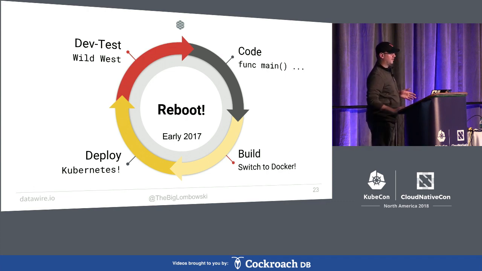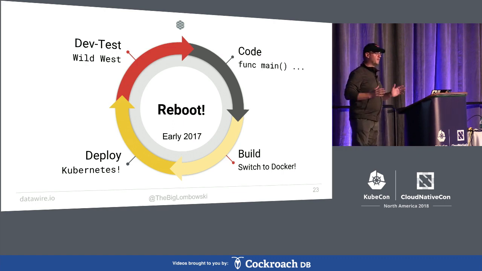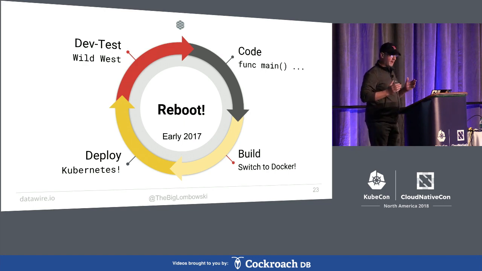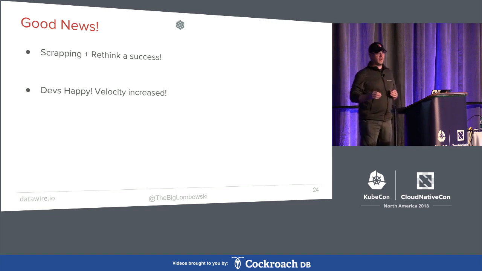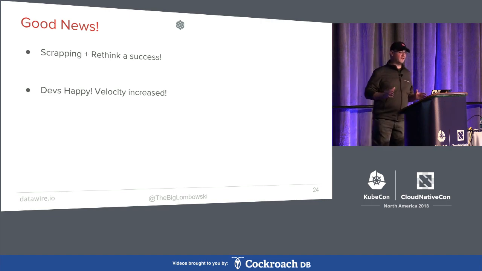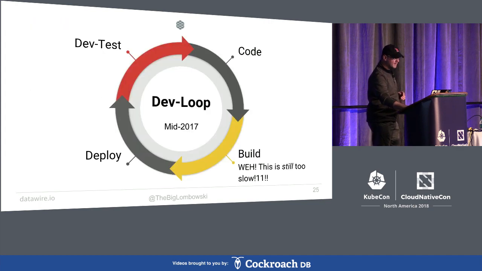But at some point, Kubernetes did win. It is now really hard to dispute that it is the best platform for running containers at the moment, and everyone has gotten their attention behind it. So we adopted Kubernetes. And the good news was that scrapping all the stuff we'd done before, moving to Docker, moving to Kubernetes, the rethink, was a huge success. Devs were happy, velocity increased. If I could have a little bar graph with the arrow going all the way up, it's through the roof compared to where we were.